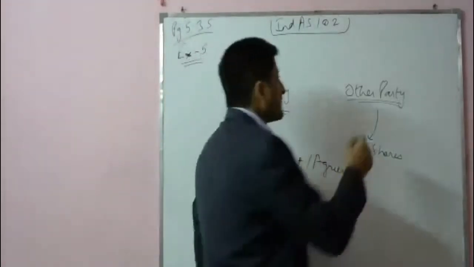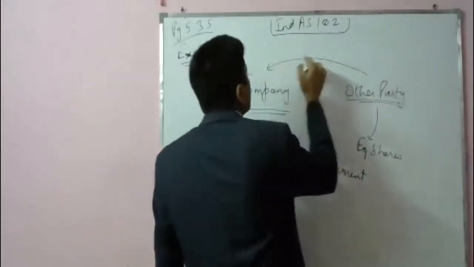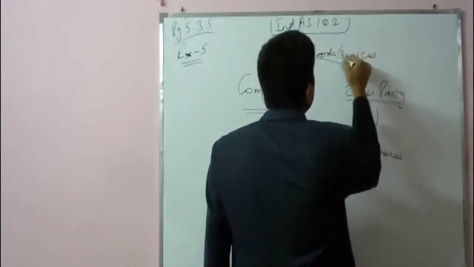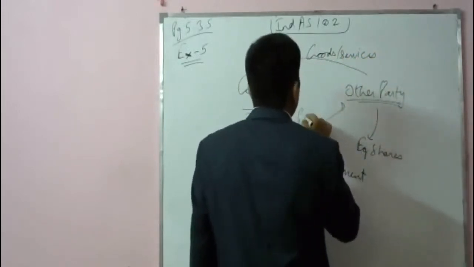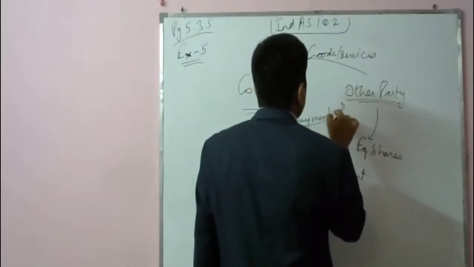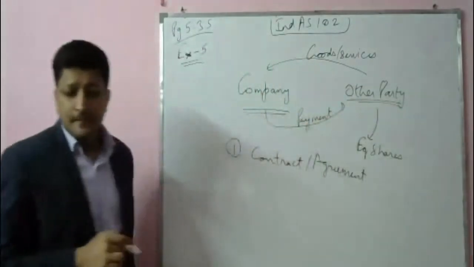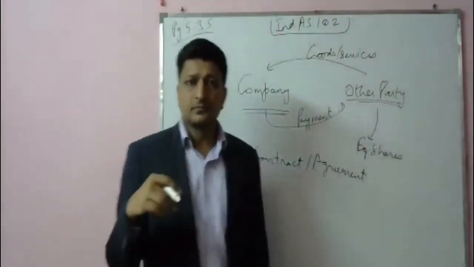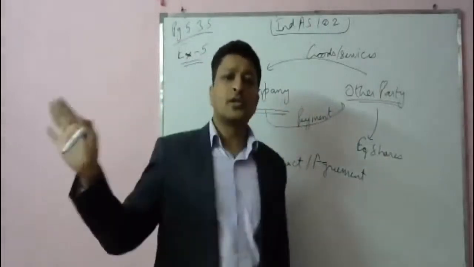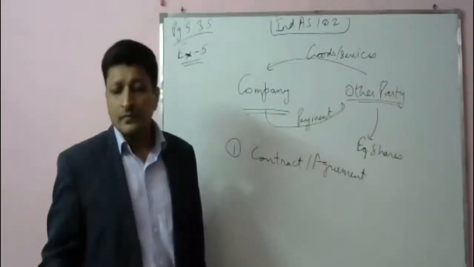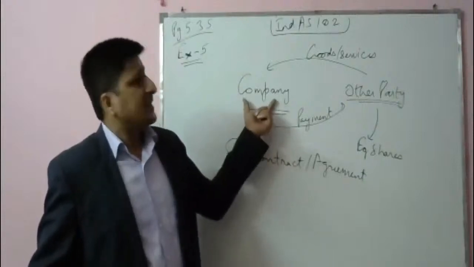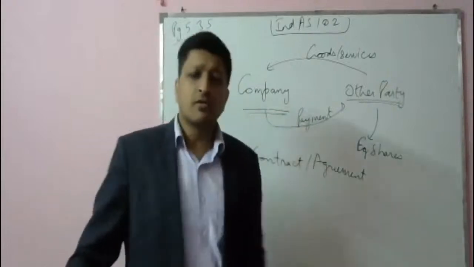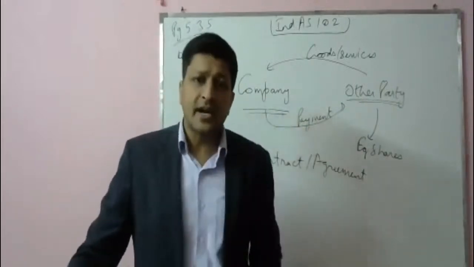Because the other party must supply some goods or services to the company, against which the company will make the payment. When a company is coming up with a rights issue, and the rights issue is offered to all the shareholders of the company, has the company received any services from the employee who is the shareholder of the company as regards their rights shares?